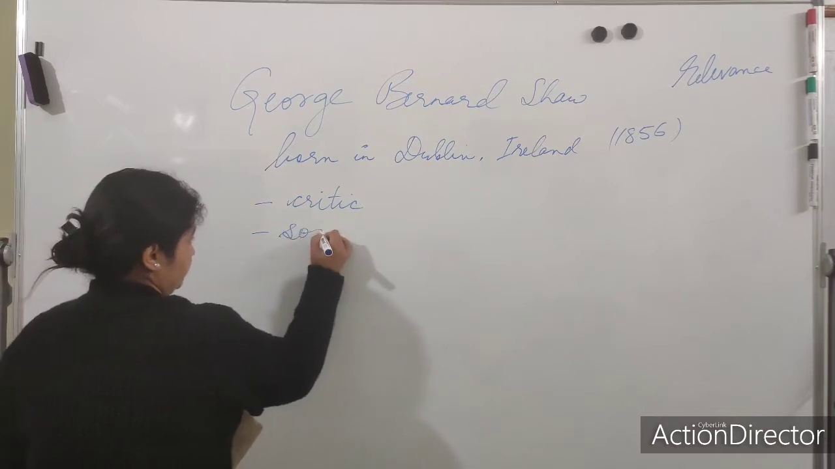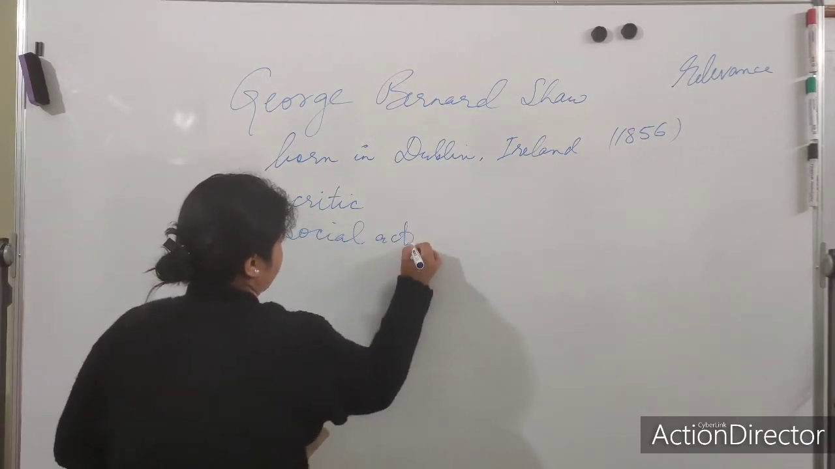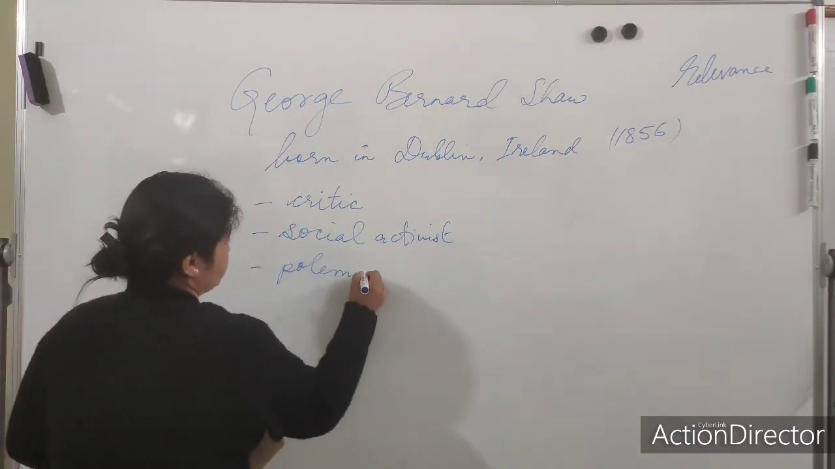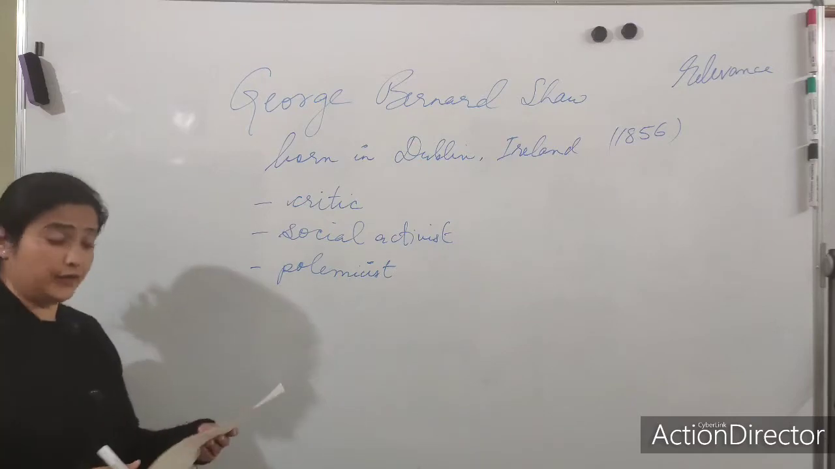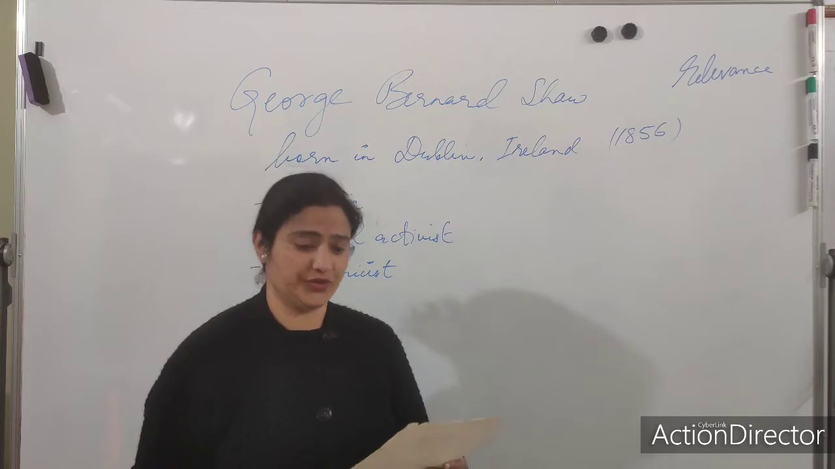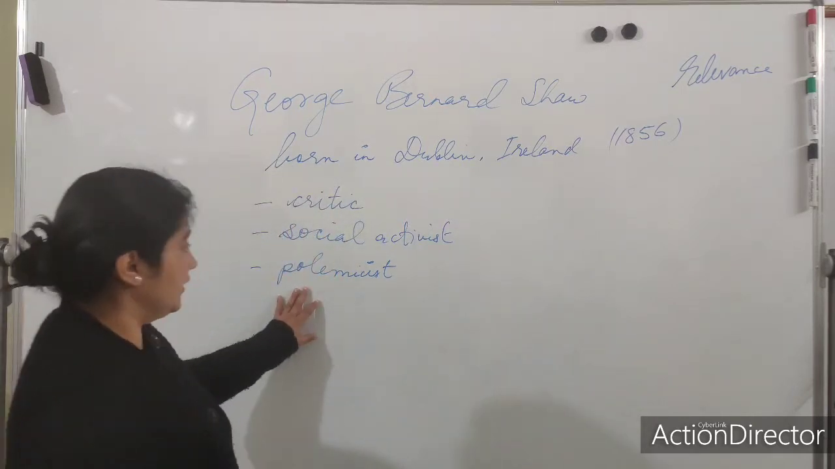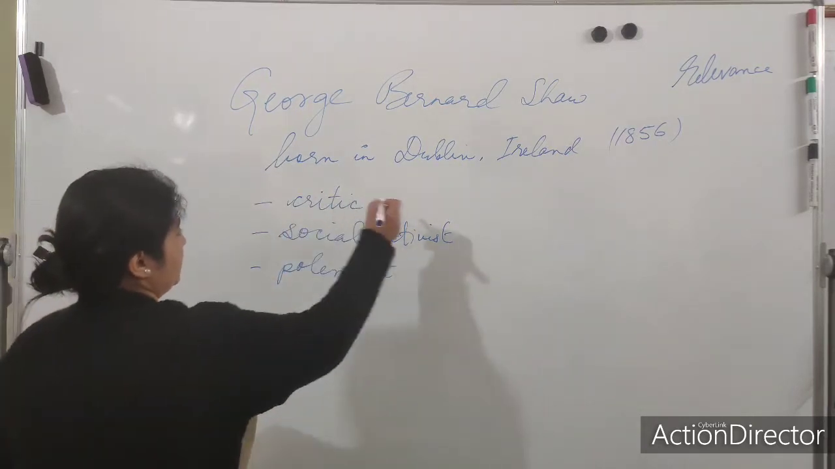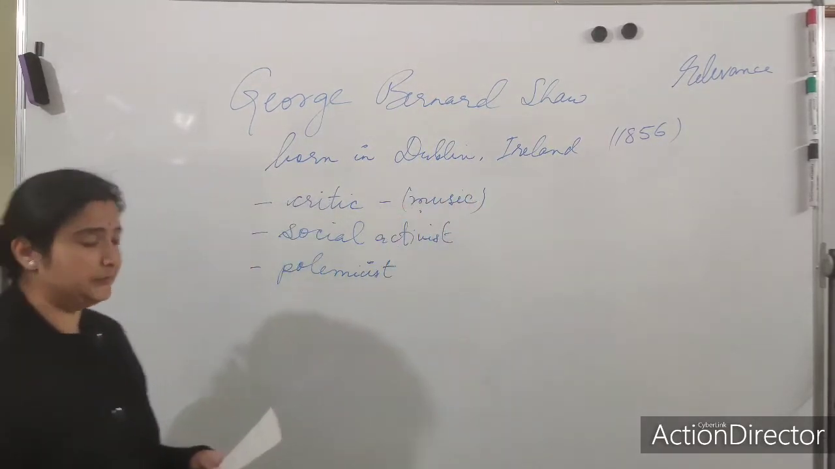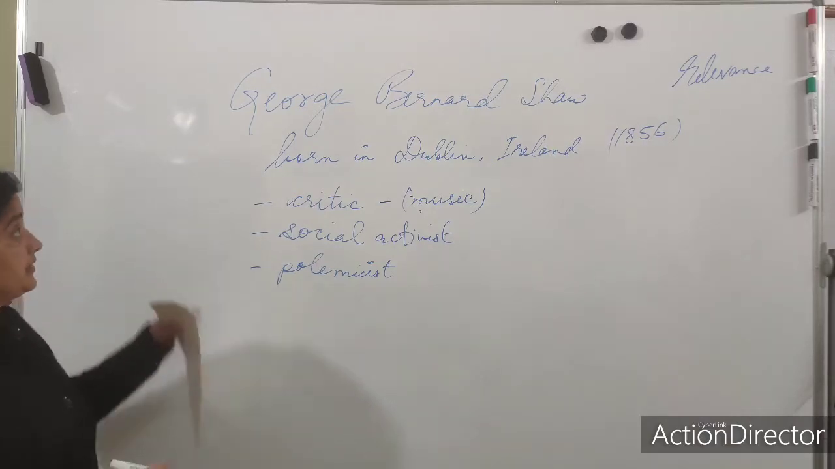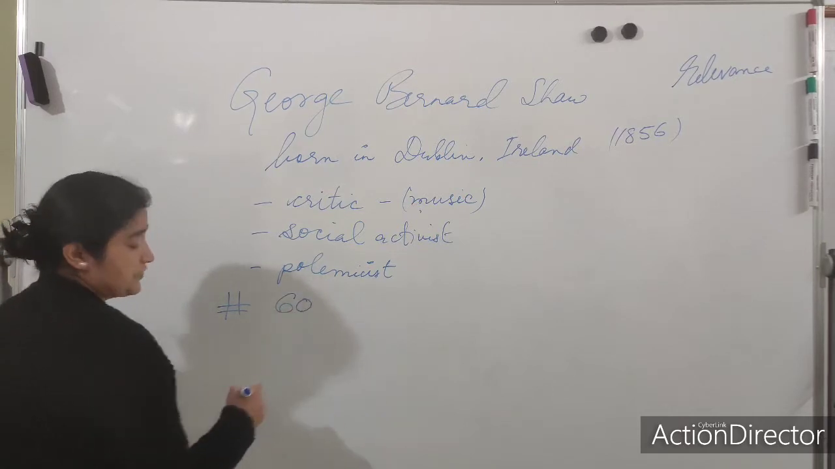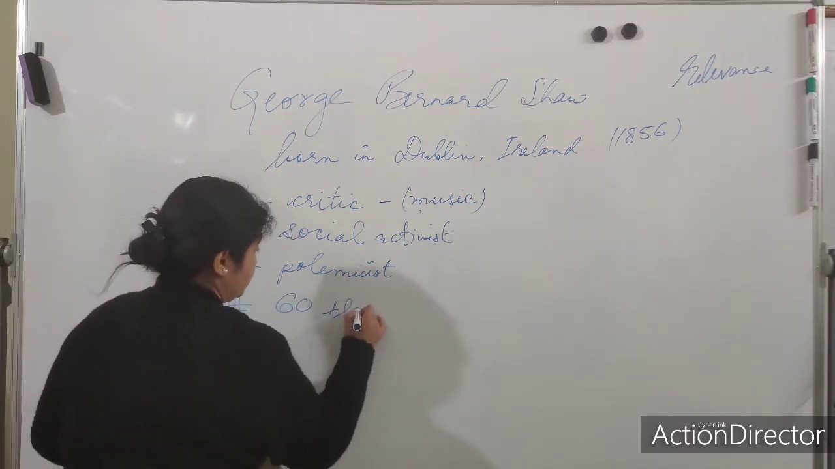He was a social activist, and he was a polemicist, right? And who is a polemicist? A person who engages in controversial debates. That is what a polemicist is. He was specifically a music critic, right? And social activist. And G.B. Shaw has written almost 60 plays, right?